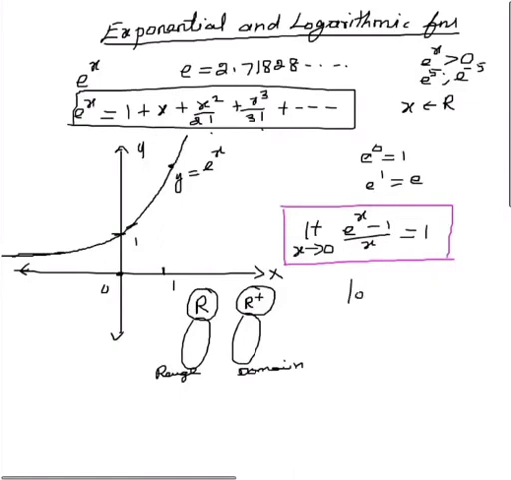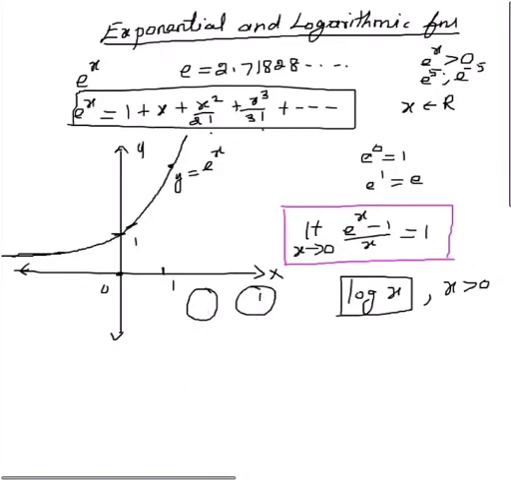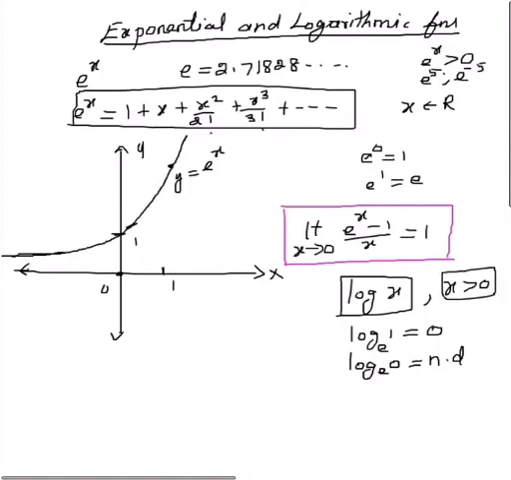The log function is defined only for positive values of x greater than 0. But the log x answer can be positive or negative. If we draw the graph of the log x function, log 1 is 0 because e raised to 0 is 1, and log 0 is not defined because x should be greater than 0 for the log x function.